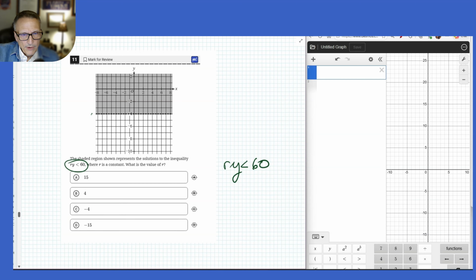This line, this boundary line, is at y equals -4, and it's shaded above. So that would be the inequality y is greater than -4. That is what the shaded region is. Y greater than -4. Notice it is a dashed line right there, so it's a greater than.